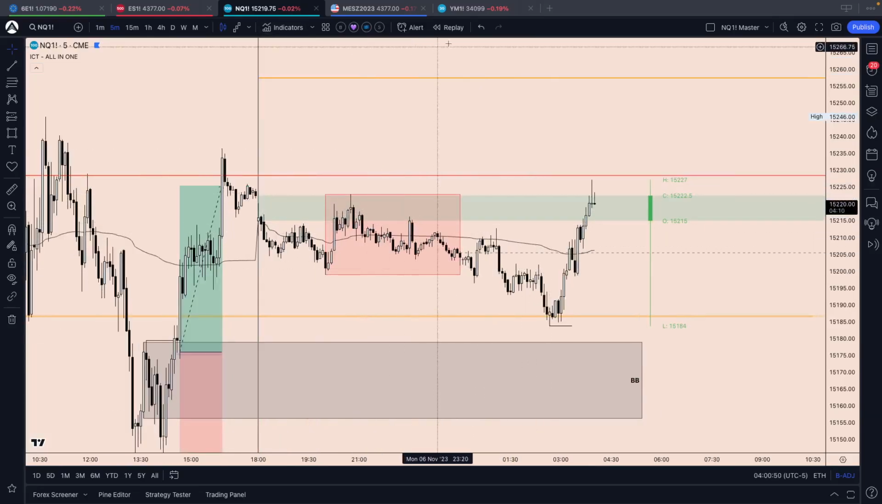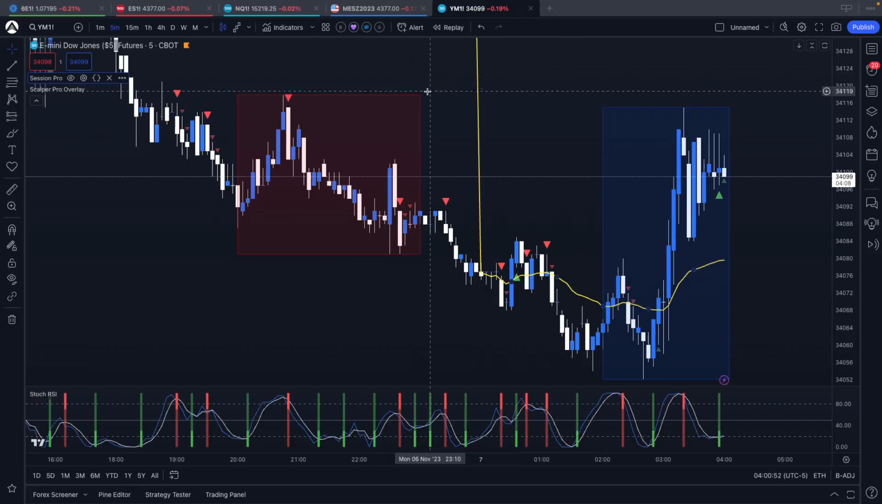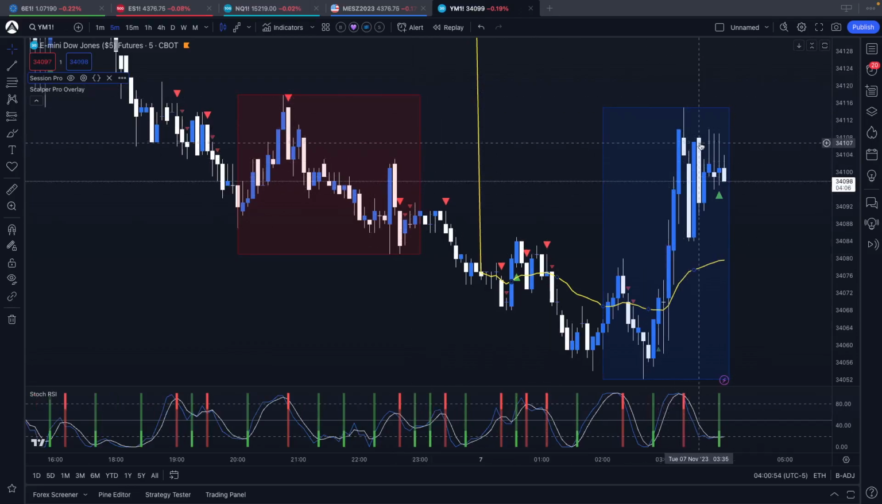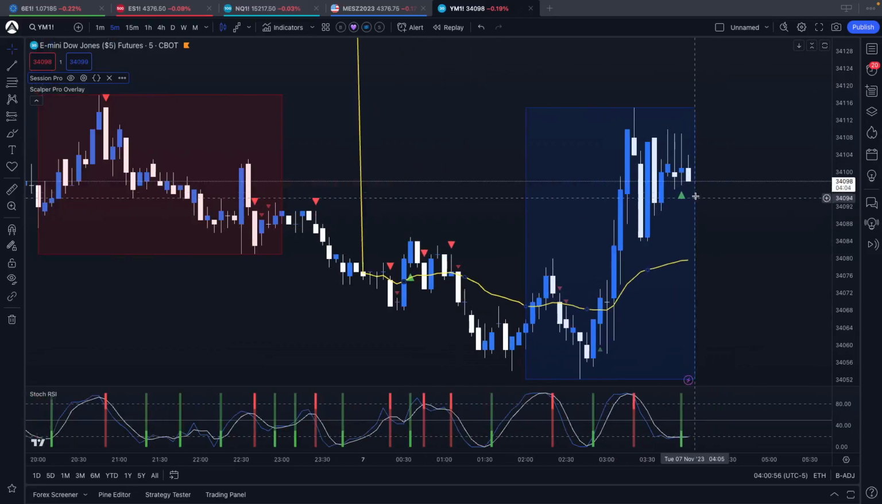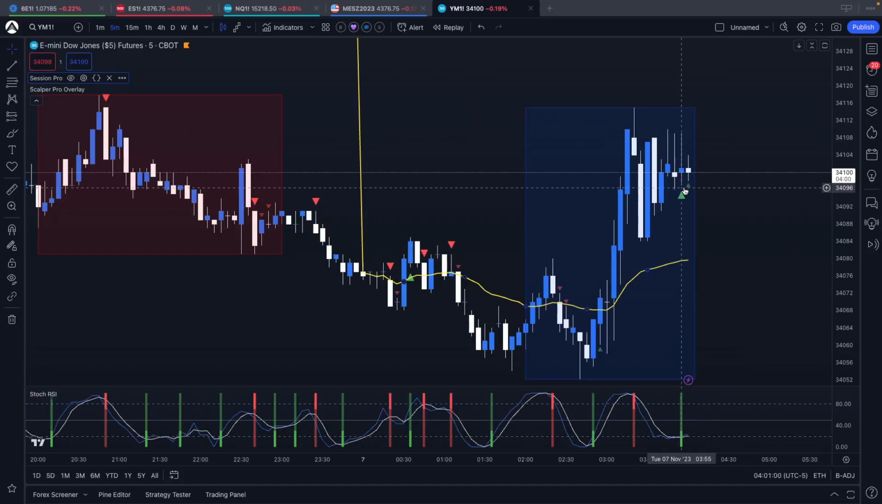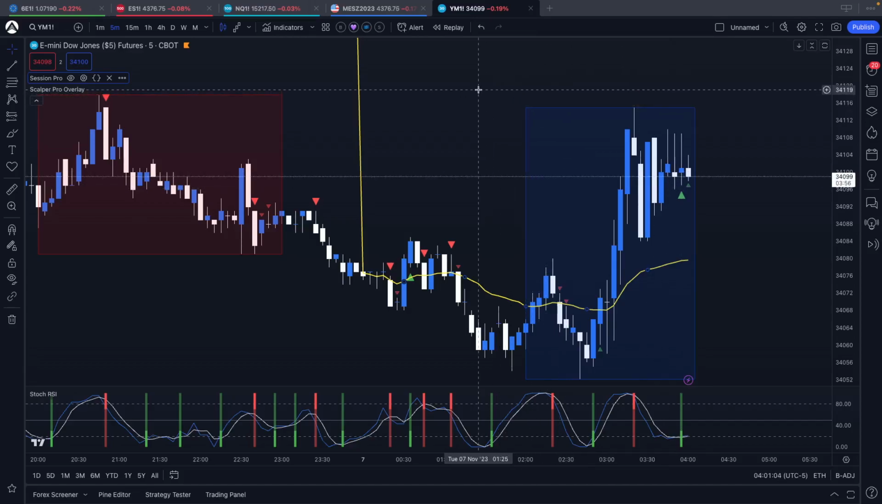NQ took out the Asia high. YM didn't take out the Asia high just yet, but it's consolidating. This would be a signal where a one bar stop would be guaranteed death. Wouldn't take that with a one bar stop. For everyone that's into the Scalper Pro strategy, doesn't make sense.